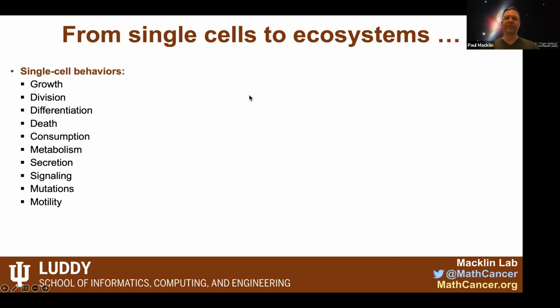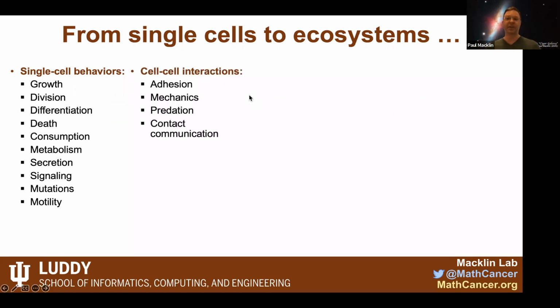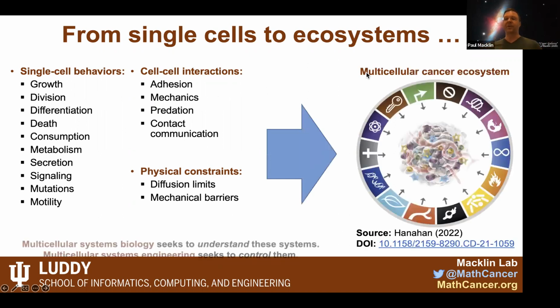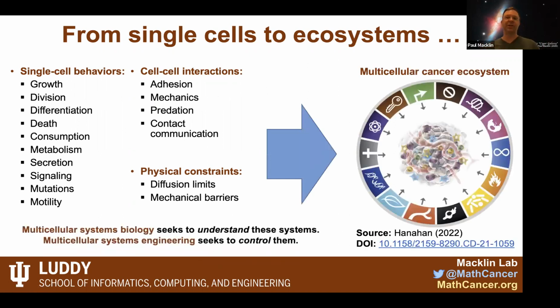Then you take those individual cells and they start to interact. They can stick to each other, push each other around, and eat each other in phagocytosis. They can also transmit signals as they stick together through adhesion. Somehow you put this limited palette of single cell behaviors and cell-cell interactions together along with physical constraints in your environment, things like diffusion limits and mechanical barriers. You scale it up over thousands or millions of cells, and you get complex multicellular ecosystems. We see it in cancer, in tissue biology, and certainly in immunology.